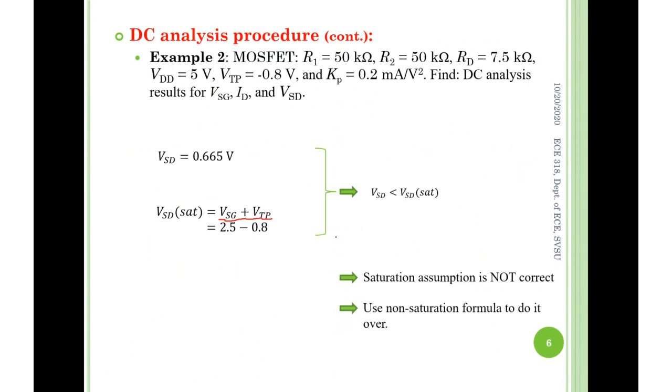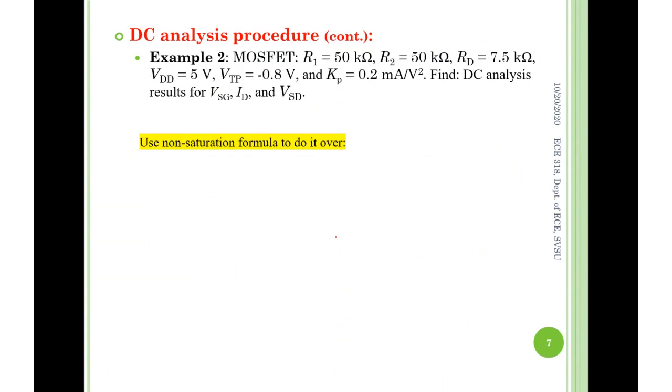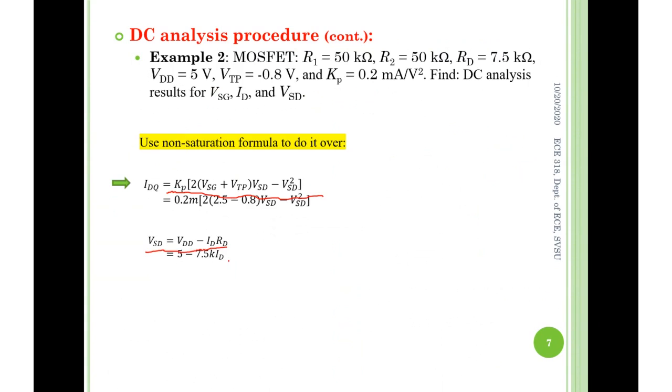So according to the workflow, we need to redo it using the non-saturation formula. The non-saturation ID formula is this. And also be careful, once again, about the P channel formula. Apply the correct formula. We have quite a bit, so you need to select the right one. The other equations, like the KVLs from top to bottom and the VSG loop KVL, remain the same. There's no reason to change those things, obviously.